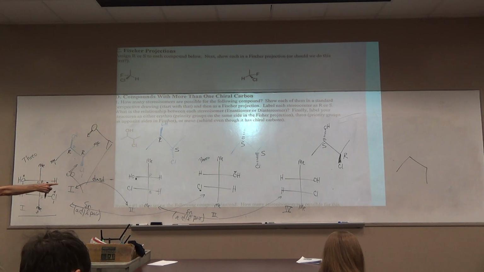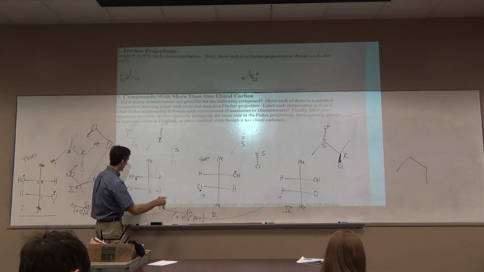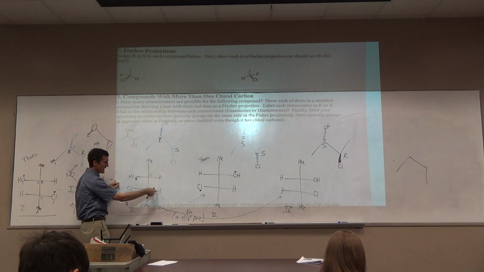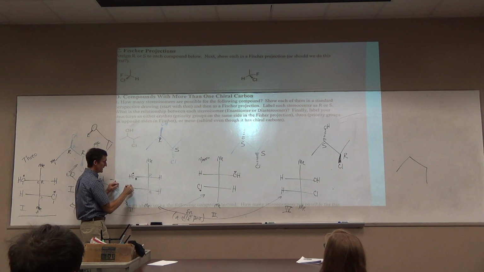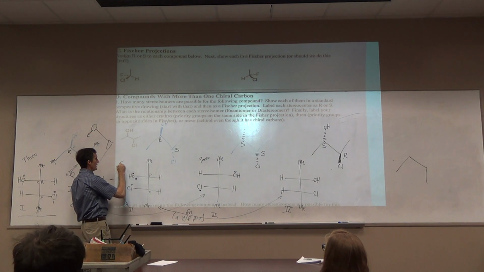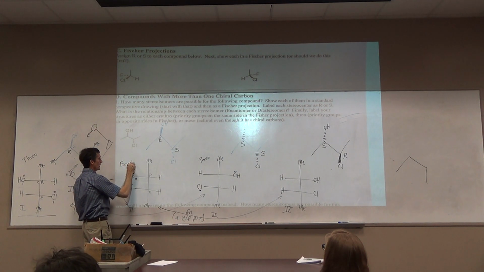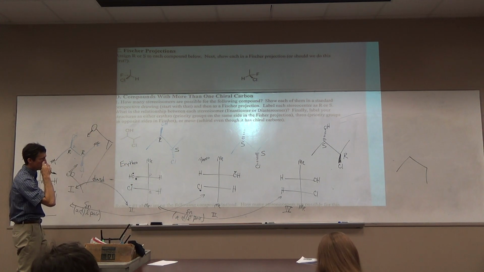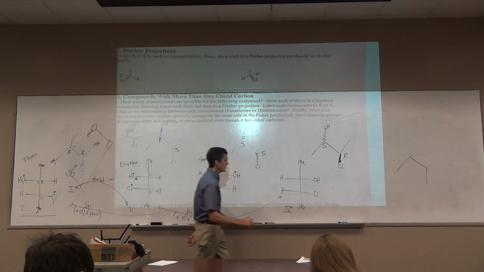Let's look at the other DL pair, 2 and 4. High priority groups are not on the opposite side of the Fischer. They're on the same side. And this is called what? Erythro. And of course, the mirror image of erythro is erythro.